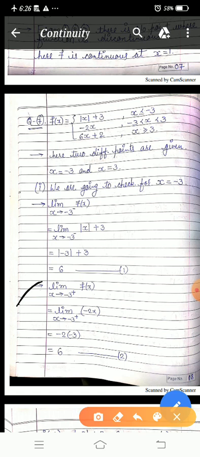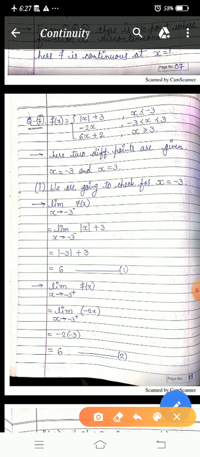Whenever the value of x tends to minus 3 from the right hand side, that means x will be more than minus 3. And which function is given for x more than minus 3? That is given to you here as minus 2x. We can clearly see that whenever the value of x is in between minus 3 and plus 3, that means x is more than minus 3, then the function will be minus 2x.